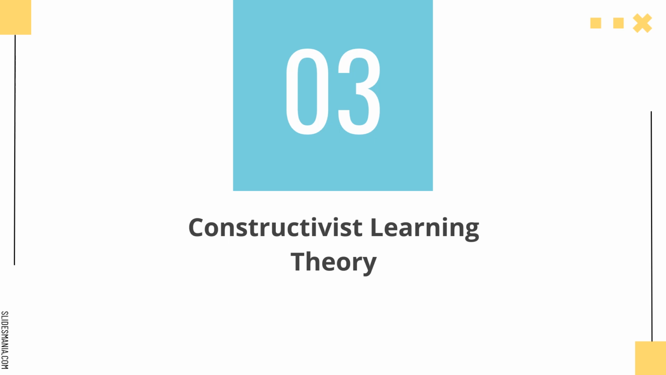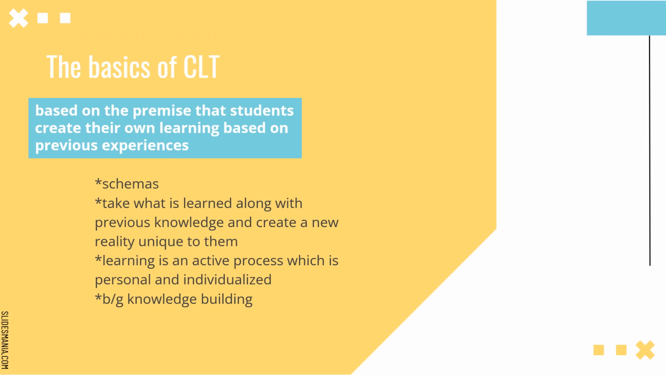The third learning theory is the constructivist learning theory, and this is based on the premise that students create their own learning based on previous experiences. So those schemas from earlier really become important because let's think of a kindergartner, for instance. We're going to talk about the beach. Well, some children have a file folder with lots of information in that file folder. Some kids have a file folder and there's nothing in there. They've never experienced it. They've never seen it. Maybe they've only seen it on TV, still an experience, but those file folders are uneven, right?